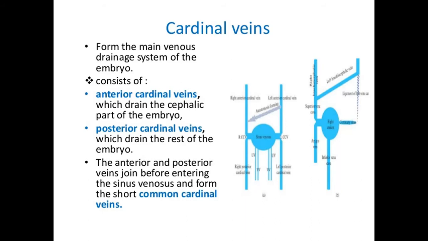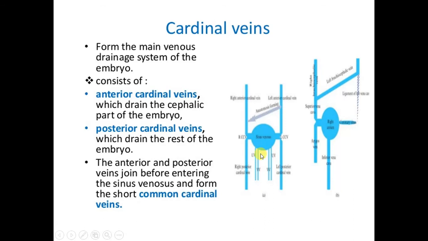All the systemic veins develop from cardinal veins, that is, the superior vena cava, the inferior vena cava, as well as the renal veins, veins of the upper limb, veins of the head and neck region, and veins of the venous system of the thorax.